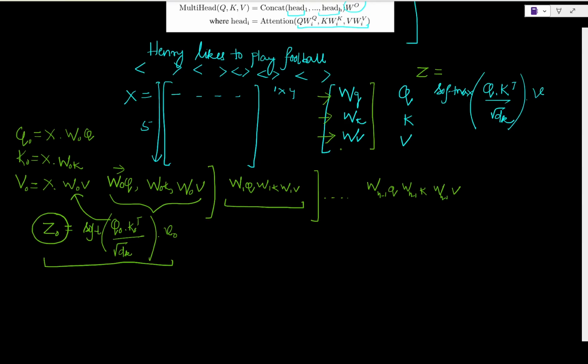Well, similarly for this we'll have Z1, which will be softmax of Q1 times K1 transpose, and so on, whatever the function is. And all the way we'll have up till Z H minus 1. So you'll have H outputs for H attention heads, right? That's what they have defined. So head basically means the attention mechanism performed on these matrices.